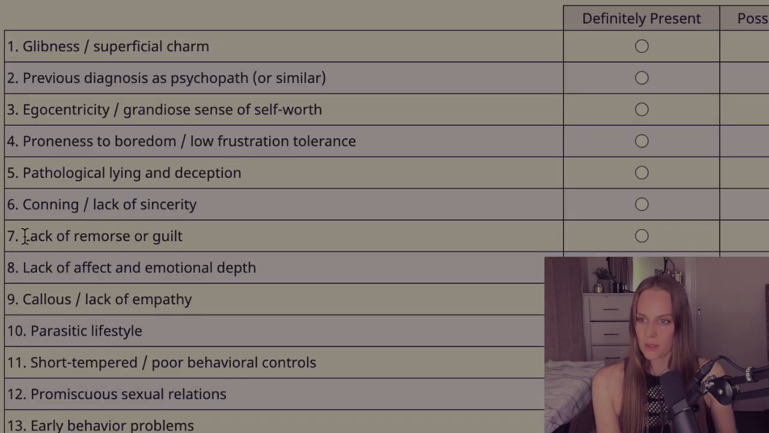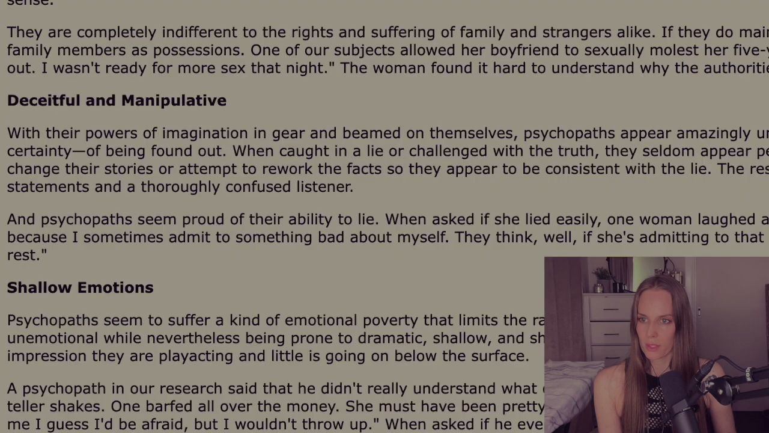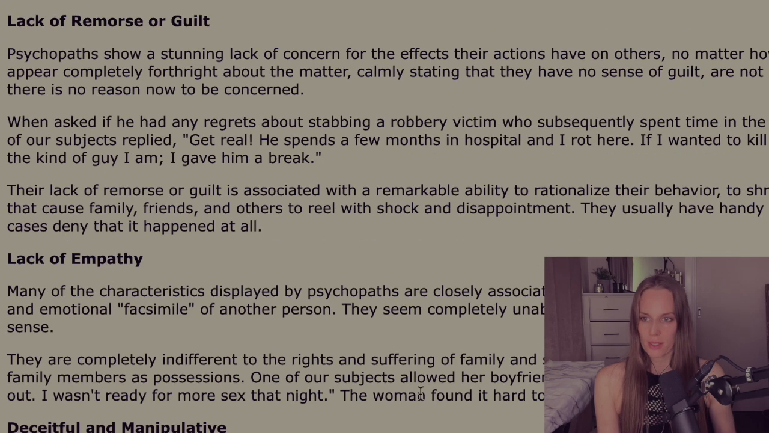Number 7, lack of remorse or guilt. Now this is the one I want to read because we've got lack of remorse or guilt. Number 8, lack of affect and emotional depth. And 9, callous and or lack of empathy. So these are why I wanted to read, just to get clarification about these, because remorse and empathy and guilt, these things kind of all tie in together a little bit.